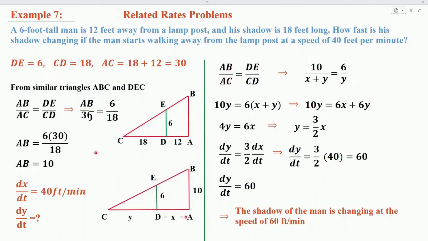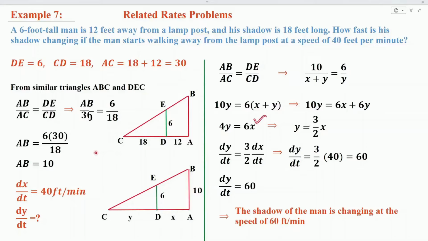Substituting the value of AB, which we have just obtained, it is 10. AC, this is x plus y, equal to DE, which is the height of the man, equal to 6, divided by CD. CD is the length of the shadow, which is y. We get this equation. By cross multiplication, we get this one, and when we multiply 6 with x and with y, we get this equation.